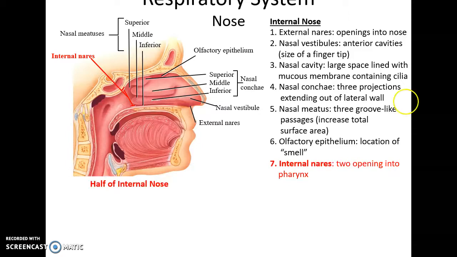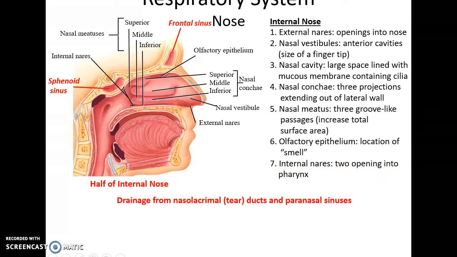And then finally, the back of the nasal cavity is the internal nares, which open up to the pharynx posterior to that. There are openings within the nasal cavity for all of the nasal sinuses, and also an opening coming from the orbits in which tear fluid, lacrimal fluid, can drain into the nasal cavity.